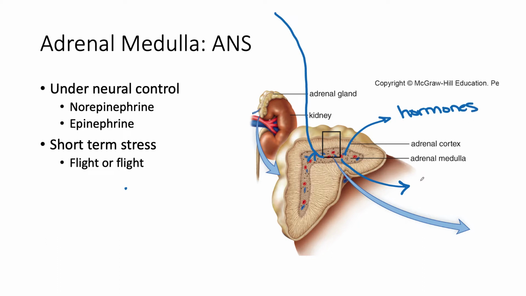So we have norepinephrine and epinephrine. Epinephrine is also known as adrenaline, and both of these hormones are going to upregulate your sympathetic response or your fight or flight reflexes. This is also known as your autonomic nervous system. So even though the stimulation is coming directly from the nervous system by a neuron, the hormones are released into the blood and they're going to upregulate all the things that you need in a fight or flight response.